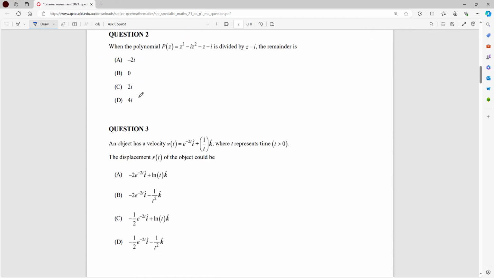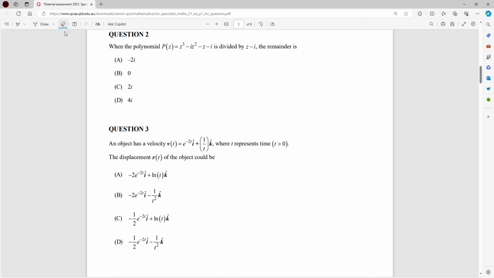Question 2. When the polynomial p of z equals z cubed minus i z squared minus z minus i is divided by z minus i, the remainder is. Key word here, they said the remainder is. So we don't know if it's a factor or not, and we're not going to check if it's a factor because there's going to be a couple of i's involved. If you plugged in z equals i, you would get some results, but that's not necessarily a factor.